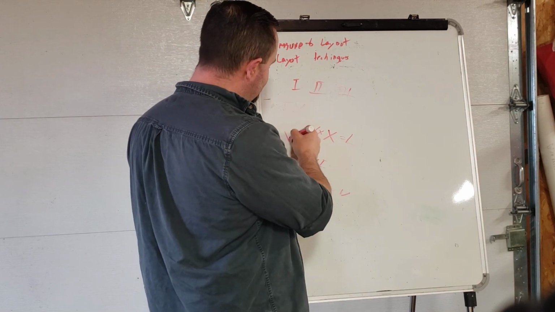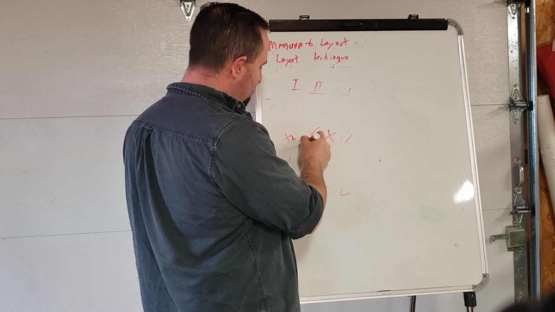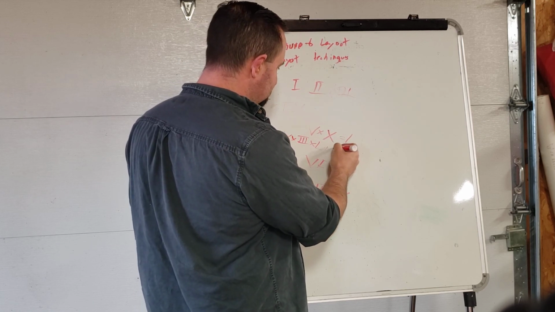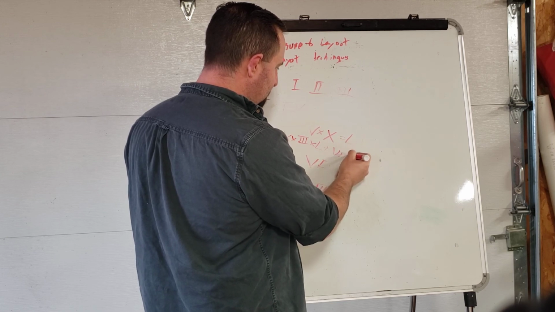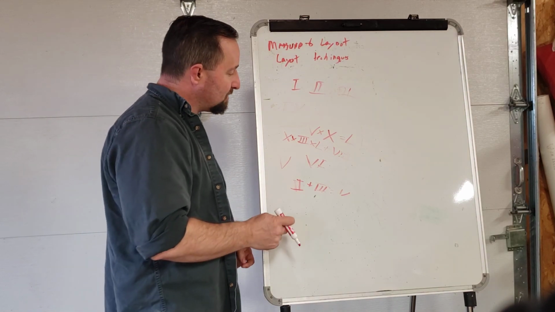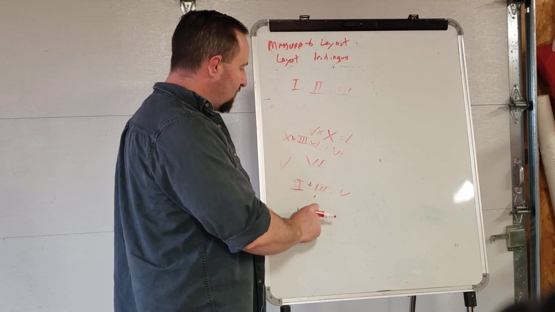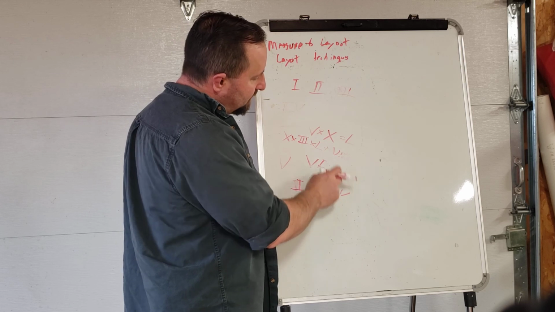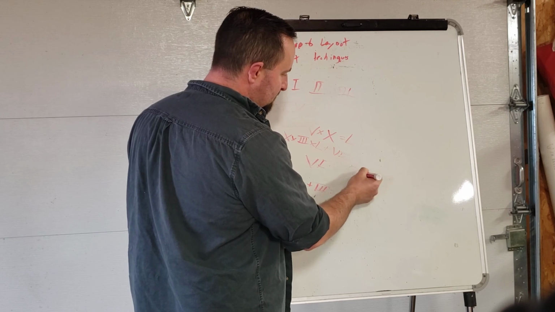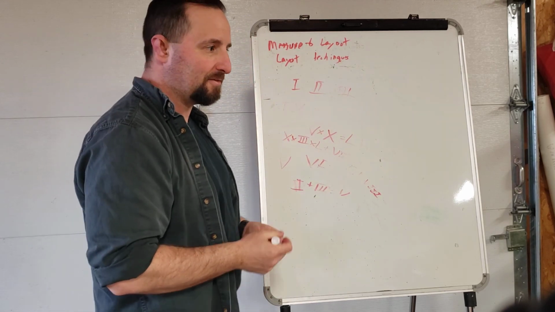Now let's go X times III times L, and heck, we're even doing straight multiplication. Now we're going to come out with something like X times III times L. So 30 times 50 is 150 plus 8, which comes out to be CLVIII. You can see where that gets really fun.